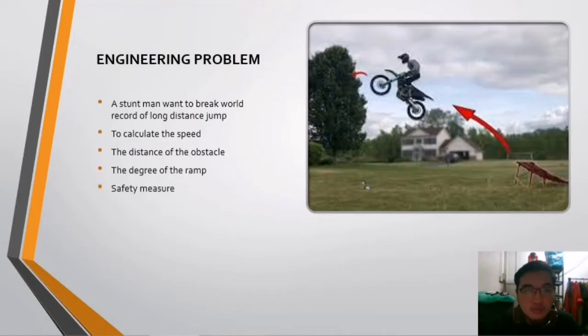Hi and Assalamualaikum. My name is Muhammad Mukadim bin Muhammad Said. I'm going to present the engineering problem for Project 2 of KNJ2332 Engineering Programming. First of all, our problem is a stuntman who wants to break the world record of a long distance jump. So our task is to calculate the minimum velocity for the stuntman to cross the obstacle.